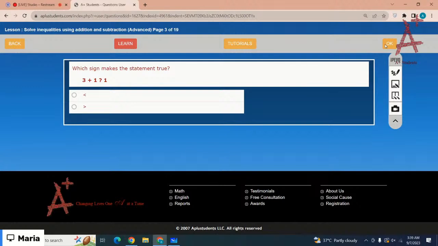Which sign makes the statement true? So which is the correct option? 3 plus 1, you are adding 1 to 3, right? That means 3 plus 1 is greater than 1. 3 plus 1 is 4, and 4 is obviously greater than 1.